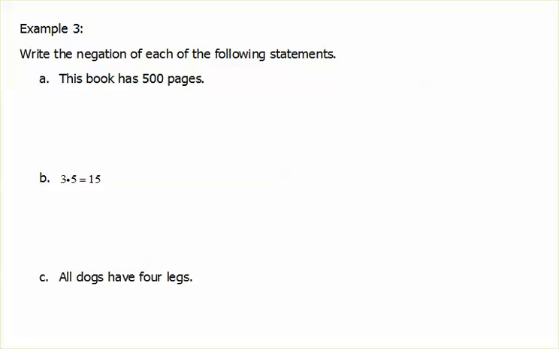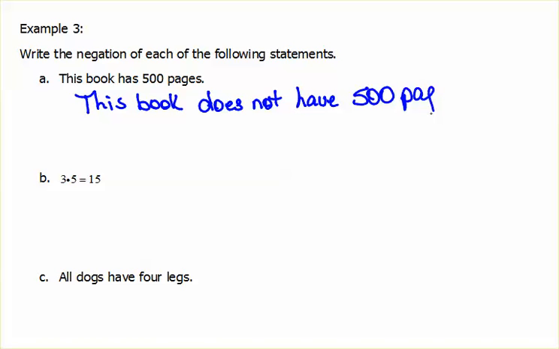So this first statement says this book has 500 pages. They mean the book has exactly 500 pages, or that it is equal to 500 pages. So to make that a completely false statement, we would have to say this book does not have 500 pages. Since it was written in words, we need to go ahead and write out our negation in words also.